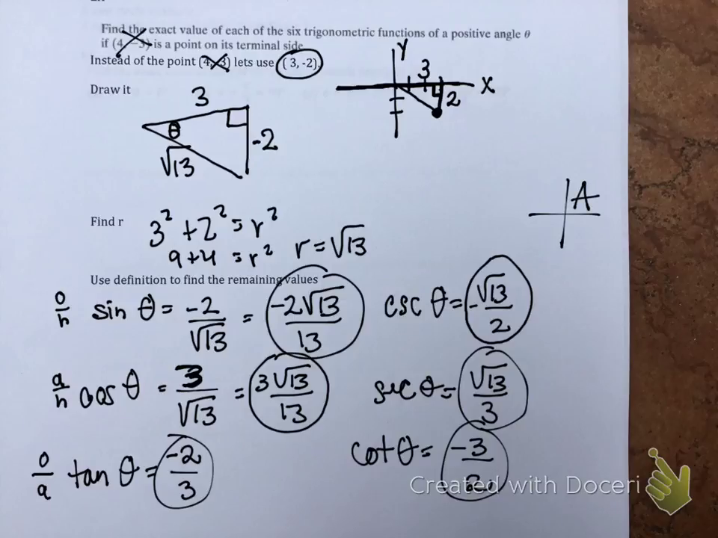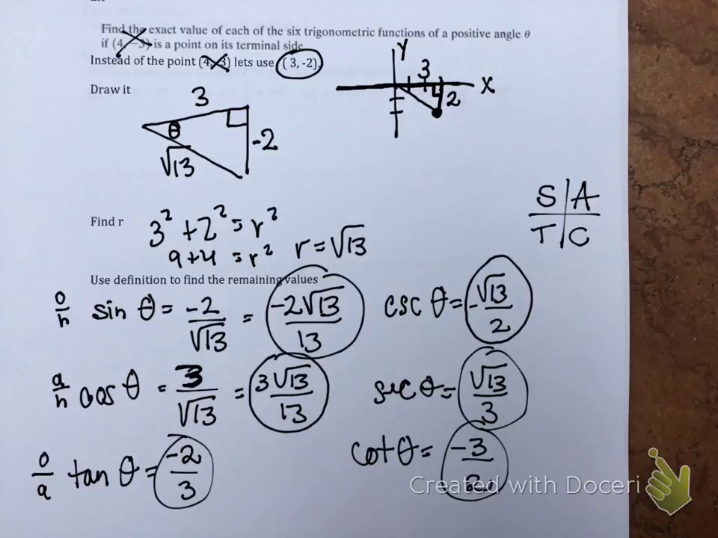We're going to learn it anyways in this section. It's "All Students Take Calc." That means A stands for all, S stands for sine, T stands for tangent, and C stands for cosine. These tell you what angles, or what trig functions, excuse me, are positive in what quadrant.